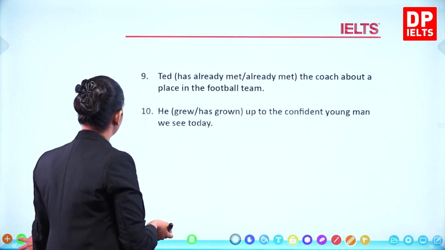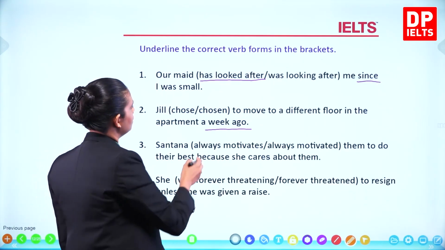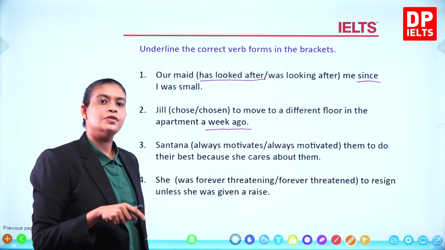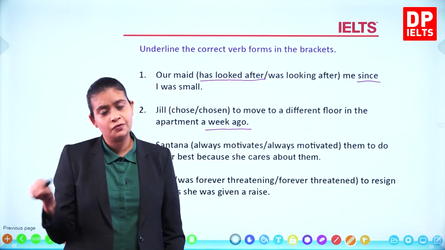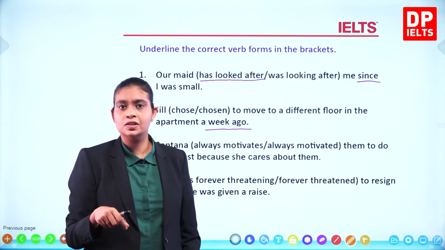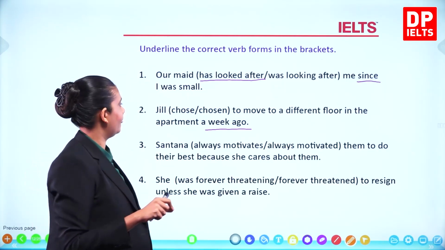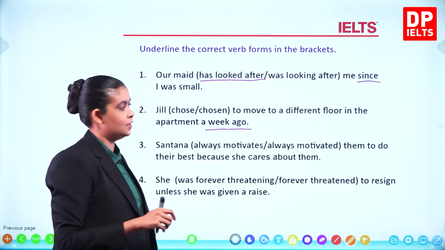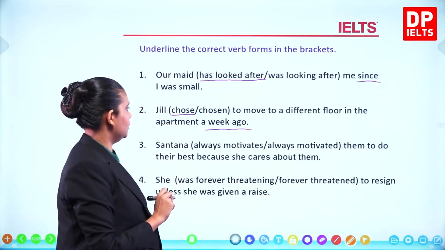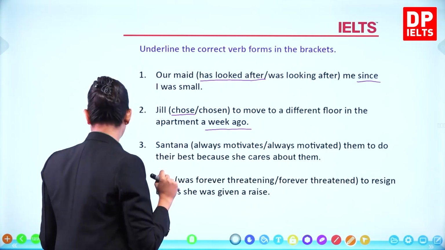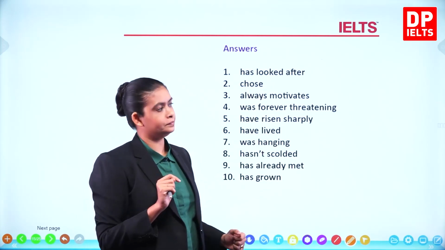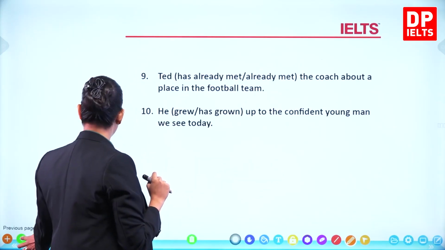The second one. Jill, a week ago, talks about a specific time in the past. So if the sentence has a specific time and it talks about something in the past, which tense do we use? The simple past tense. So Jill chose to move to a different floor in the apartment a week ago, right? So coming back to our answers, it is chose here.